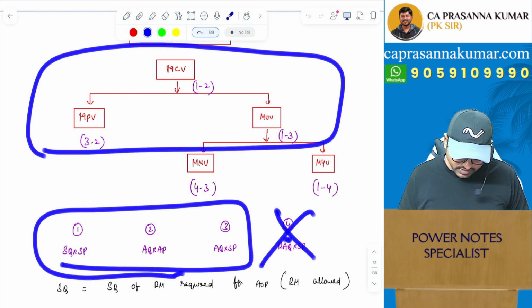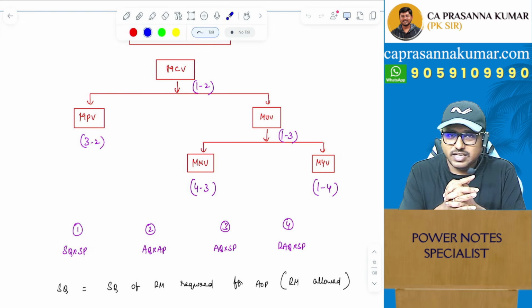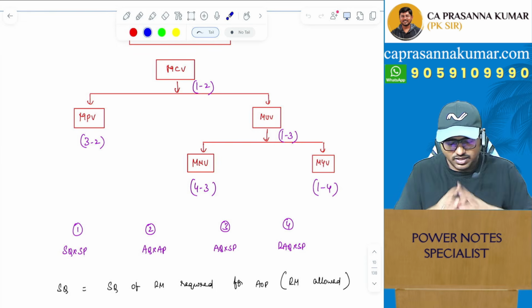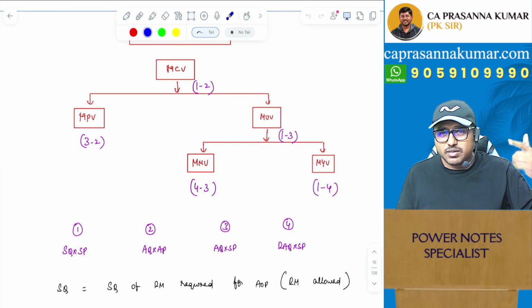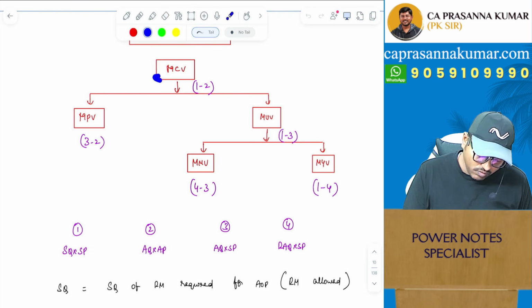Clear? Okay, fantastic. Now, say along with me all the formulas. First one, SQ into SP. Second, AQ into AP. Third, AQ into SP. Fourth, RAQ into SP. Clear? Right. Now, watch the video multiple times if you are not able to follow me, because here the intention is to save time. So, what is material cost variance?